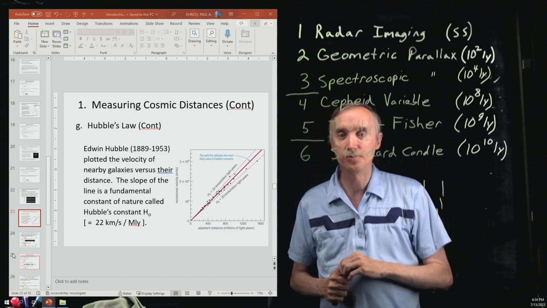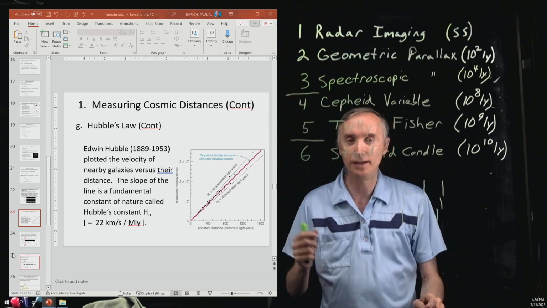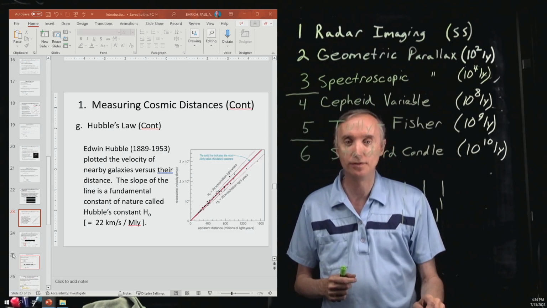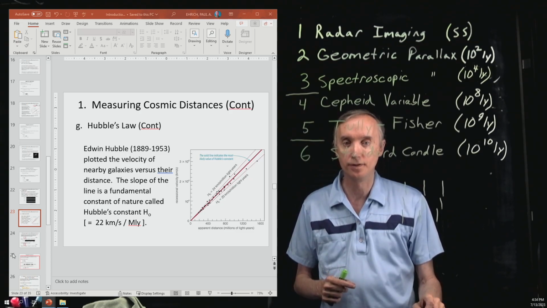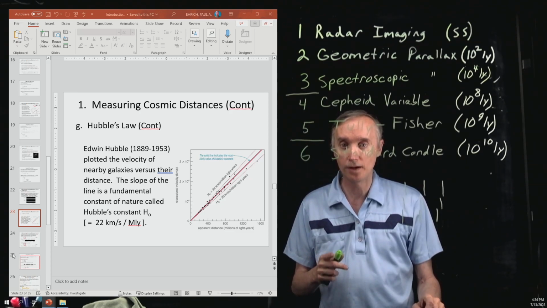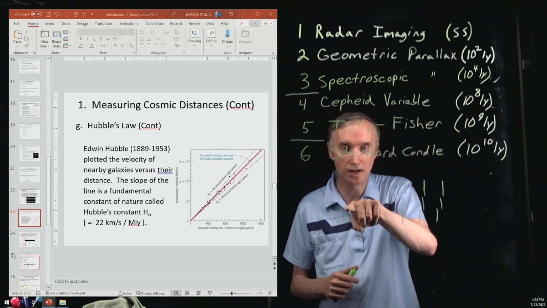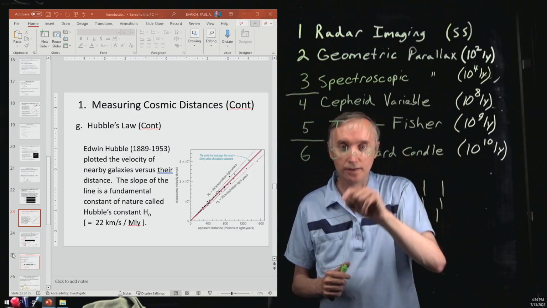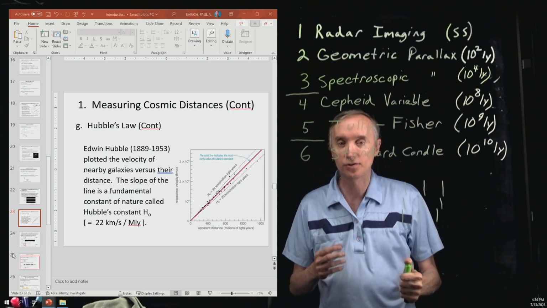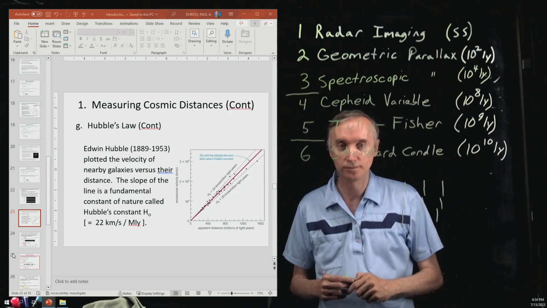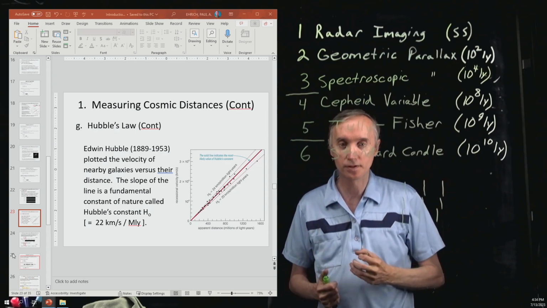So, introduce Edwin Hubble. So Edwin Hubble was born in 1883, died in 1953. And so he's a very famous astronomer, and he plotted the velocity of nearby galaxies versus their distance. And notice that he got a line. Okay? Then he calculated the slope of that line, and it turns out that it's a constant. Anytime you see a straight line on a graph, that means something is constant.